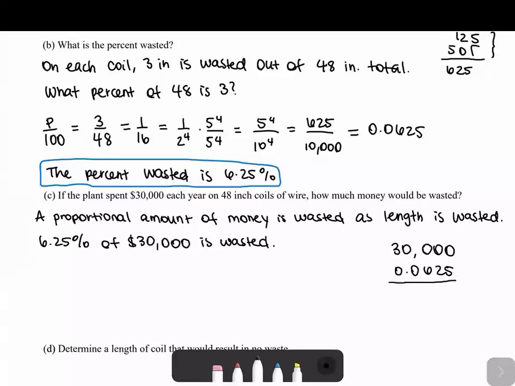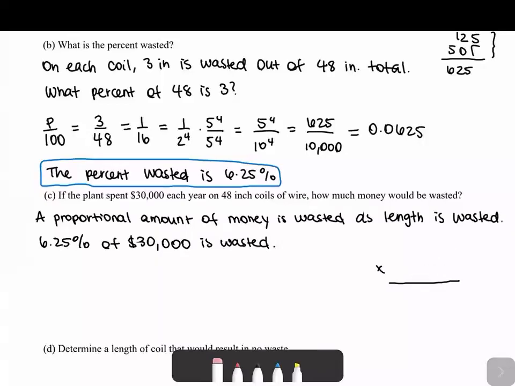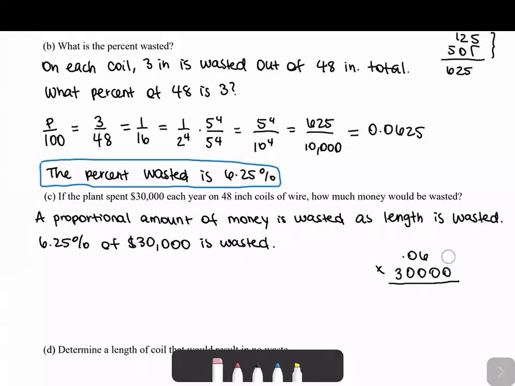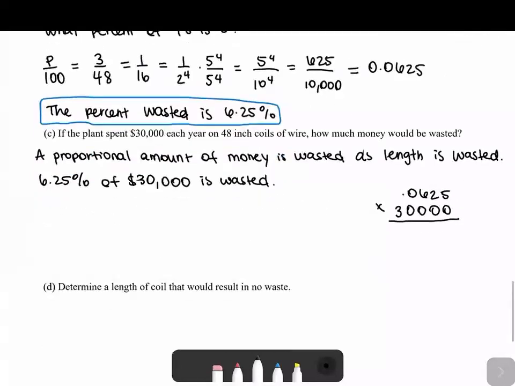0.0625. Remember, when we're multiplying things with decimals, we just line everything up on the right-hand side. And we just multiply like we normally would. So since 30,000 has a lot of zeros, I'm actually going to switch the order of these things. So I'm going to put 0.0625 on top, 30,000. Okay, let me space out the 2 and that 5 a little better. Okay, so this is the multiplication we're going to do.